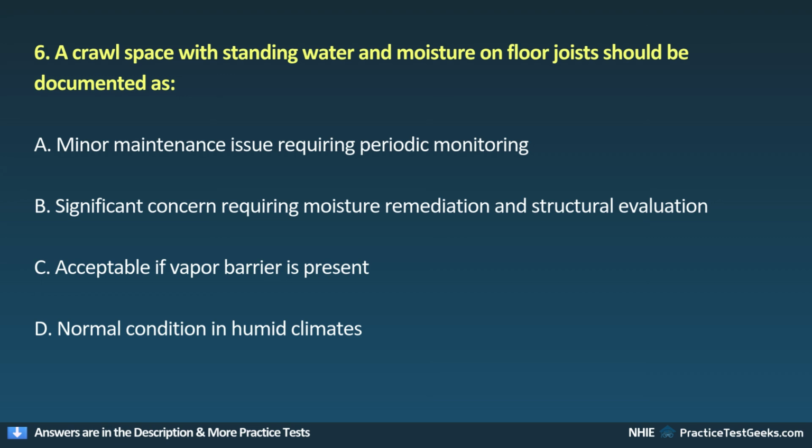6. A crawl space with standing water and moisture on floor joists should be documented as an A. Minor maintenance issue requiring periodic monitoring, B. Significant concern requiring moisture remediation and structural evaluation, C. Acceptable if vapor barrier is present, D. Normal condition in humid climates.